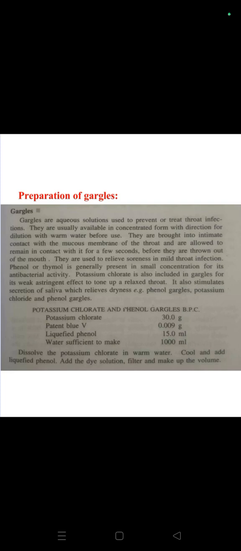Phenol or thymol is generally present in small concentration for its antibacterial activity. Potassium chlorate is also included in gargles for its weak astringent effect to tone up the relaxed throat. It also stimulates secretion of saliva, which relieves dryness. For example, phenol gargles, potassium chloride and phenol gargles. Potassium chloride and phenol gargle preparation ingredients: potassium chloride, patent blue, liquefied phenol, water sufficient to make. Dissolve the potassium chloride in warm water. Cool and add liquefied phenol. Add the dye solution, filter and make up the volume.